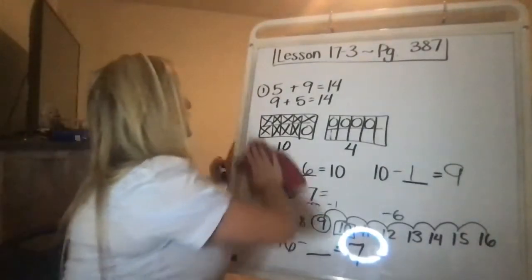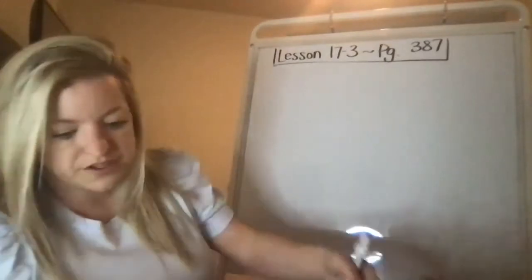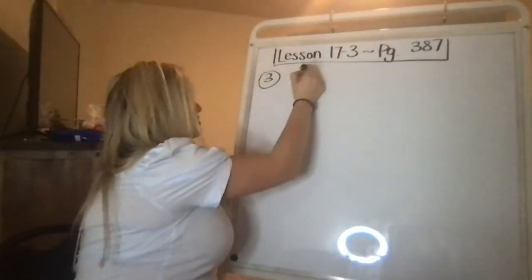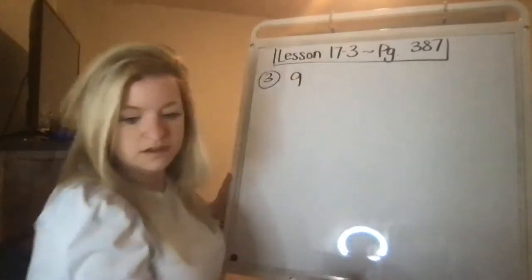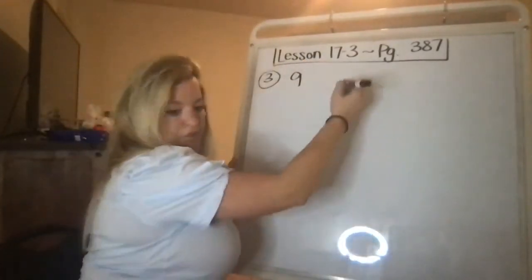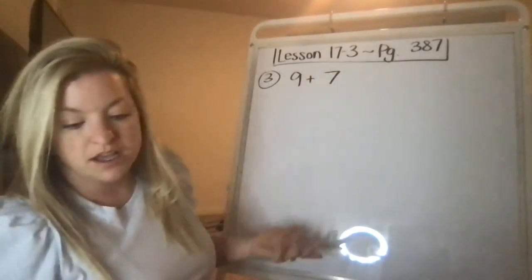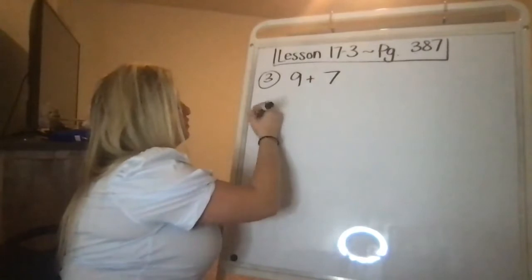Okay, next one is number 3. Number 3 says 9 large books and 7 small books are on the shelf. How many books in all? In all means we are adding. So we're going to jump.